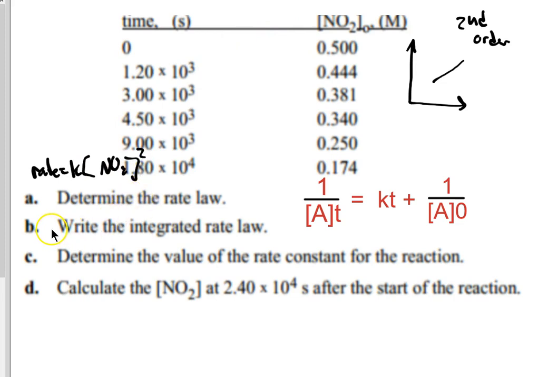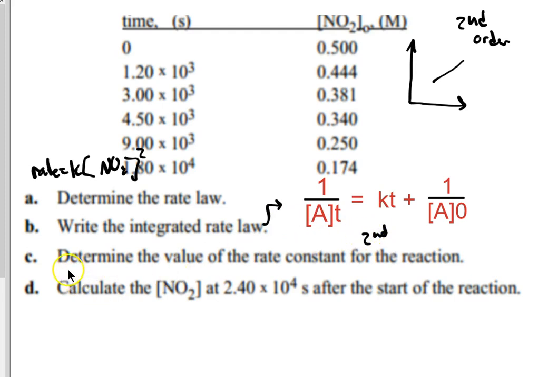Now, write the integrated rate law. It is that. Now, if you had to have that memorized, that would be an oh shoot. But these are things that are actually given to you. Both of them are given to you by me and by the AP testers. This is the integrated rate law for a second order reaction.